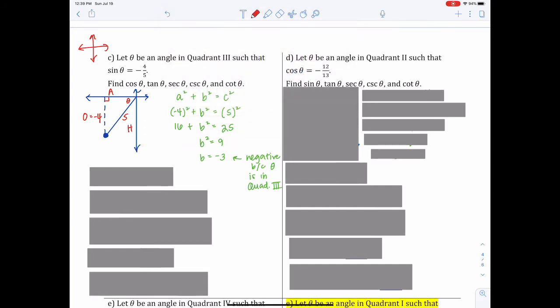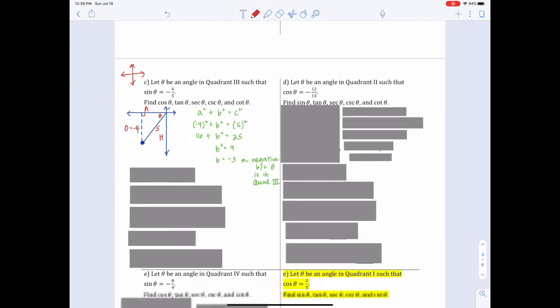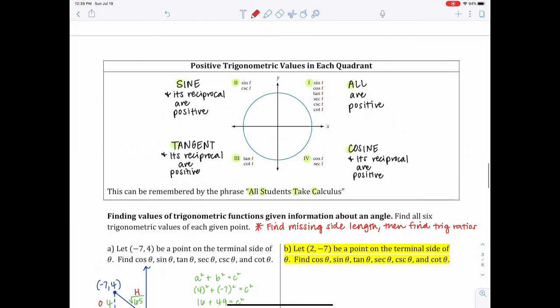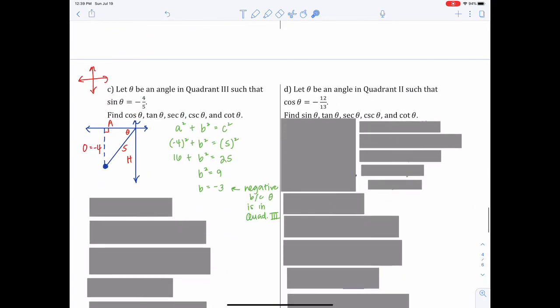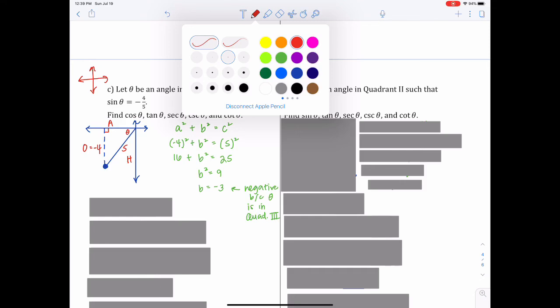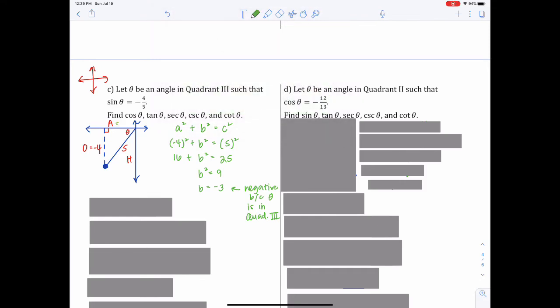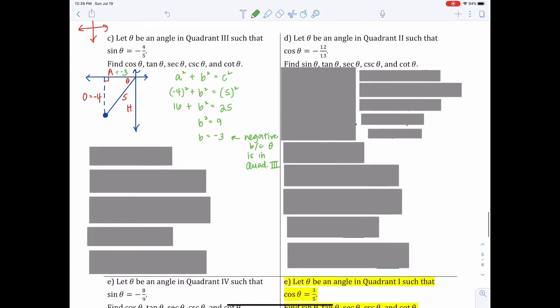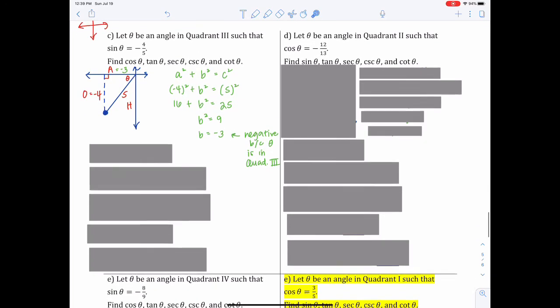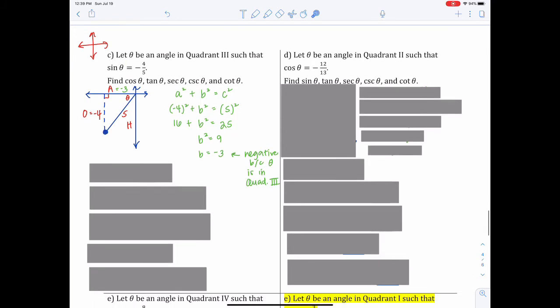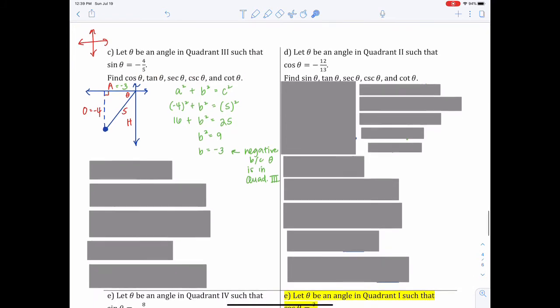Also, according to our All Students Take Calculus, let me scroll up to that really quick. If we're in quadrant 3, which is what I was talking about down here, the only values that should be positive are tangent and cotangent. Therefore, everything else should be negative, meaning I know now that this has to be negative up here. So -3 is my adjacent side there. Now I can go ahead and find my missing trig values. It's already giving me sine, so I just need to find the remaining 5 of my trig functions.